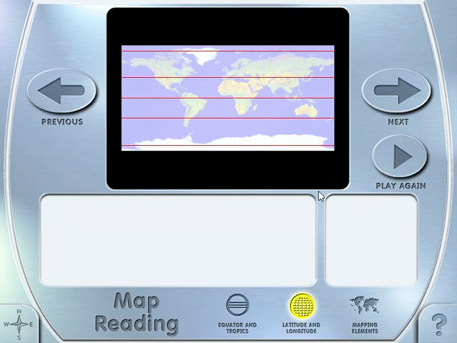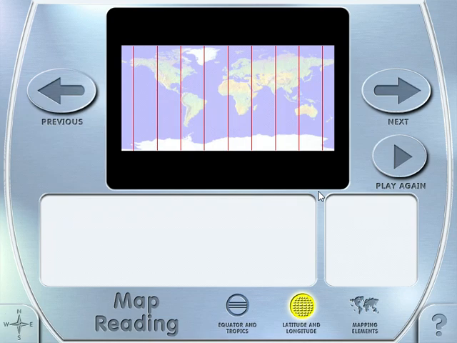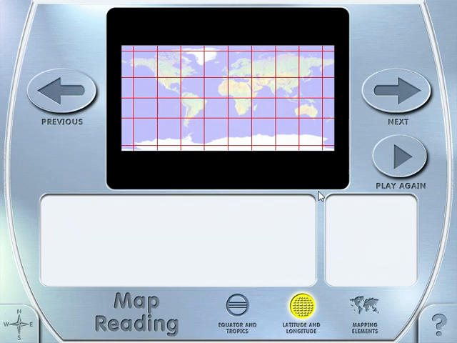Latitude always measures north or south. Longitude always measures east or west. These lines all have a reference in degrees and compass points.